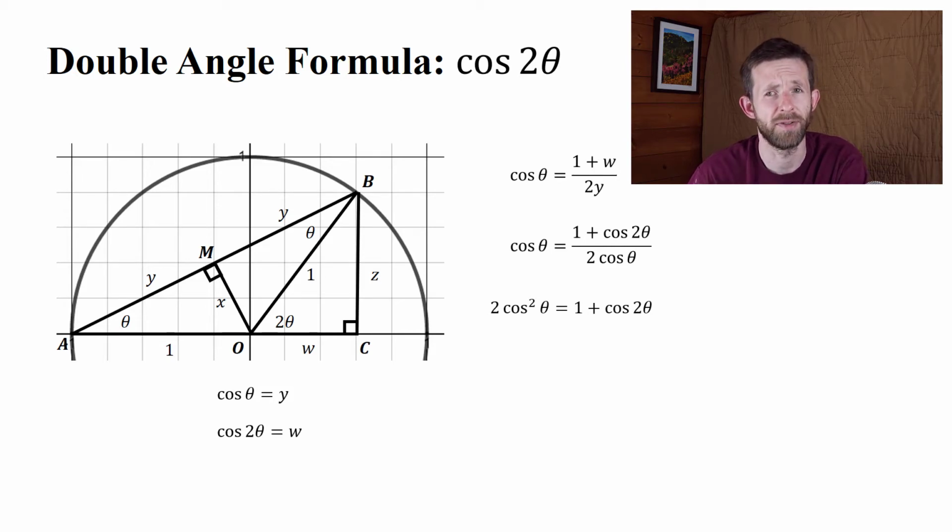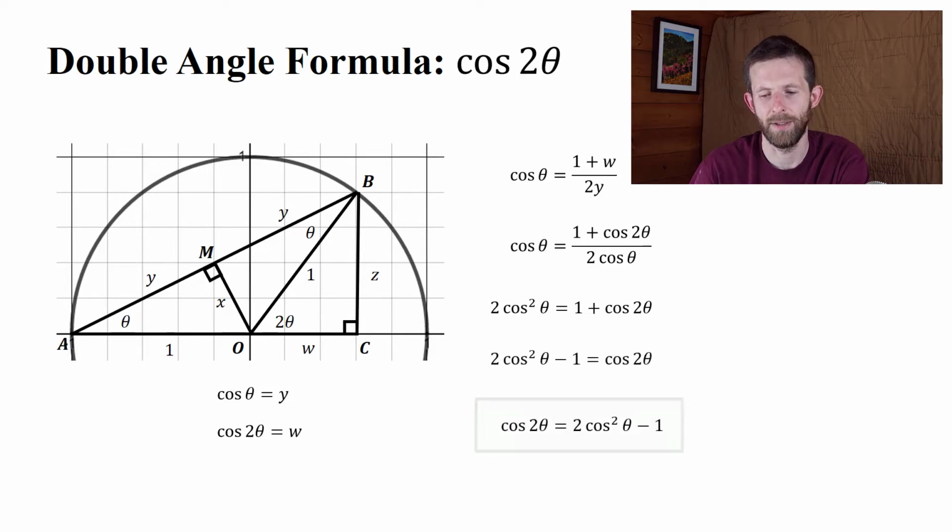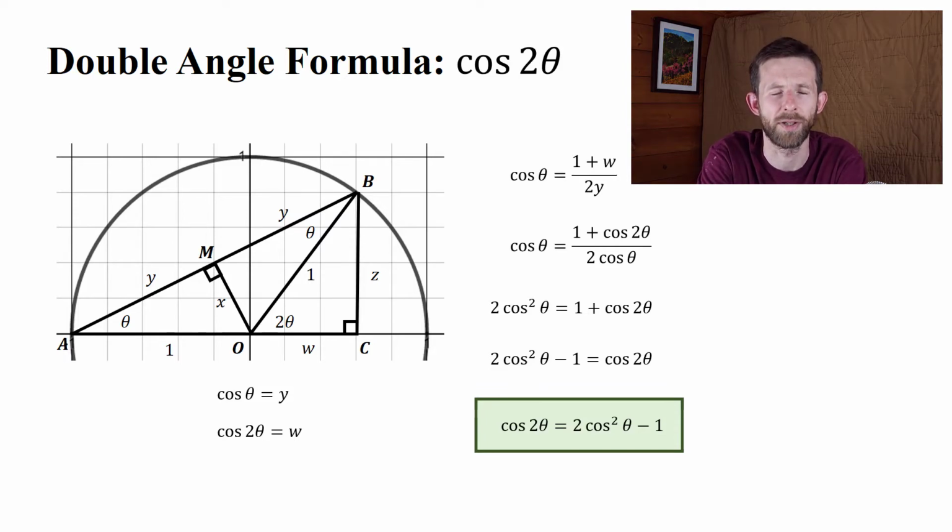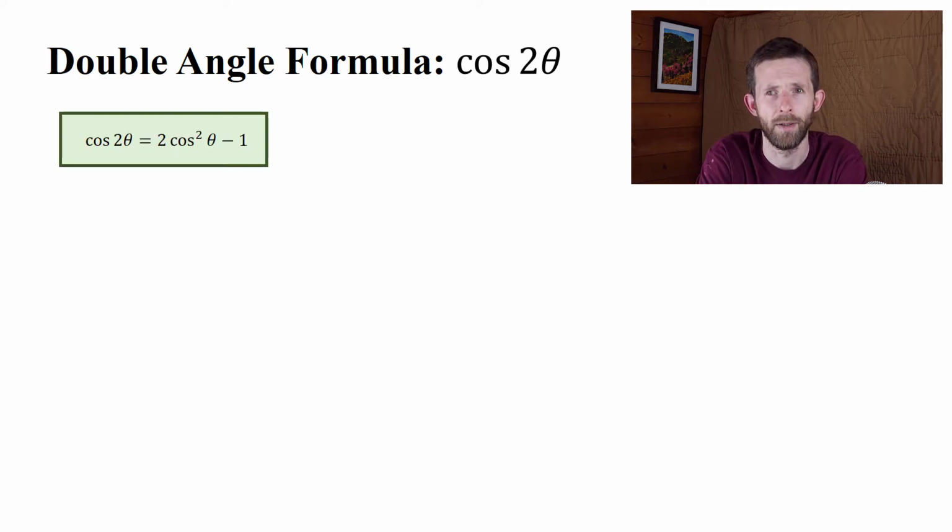And now to get the cosine of 2 theta by itself, I just subtract 1 from both sides. And that is what I get. Cosine of 2 theta is 2 cosine squared of theta minus 1. That's one of our key double angle formulas for cosine. But there's 2 more. So that's the one we just solved. Cosine of 2 theta is 2 cosine squared of theta minus 1.